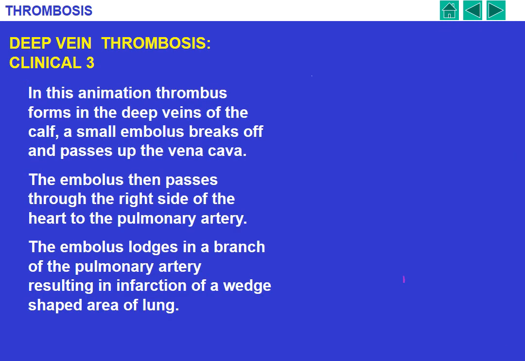Here we have an animation indicating formation of thrombus in the deep veins of the calf. A small embolus breaks off and passes up the vena cava. The embolus then passes through the right side of the heart to the pulmonary artery and lodges in a branch of the pulmonary artery. In this particular example, pulmonary infarction results from lodging of the embolus in the pulmonary artery.